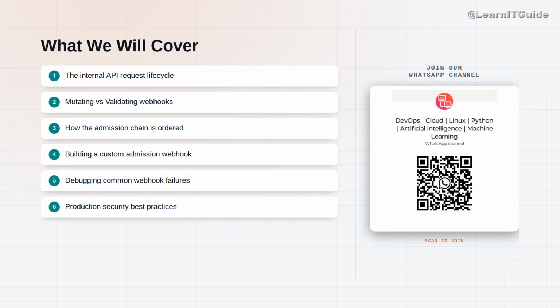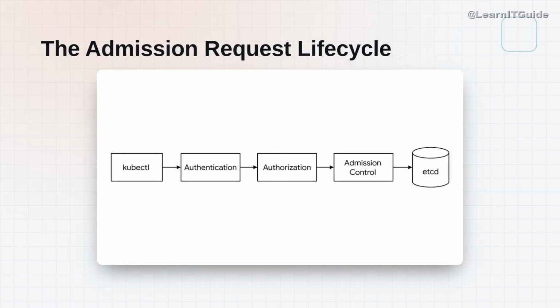Let us get started. So what happens when you run a command like kubectl apply? Many people think it goes straight from your terminal to the database. But there is a complex path. First, you are authenticated. Then, you are authorized. But even if you are allowed to make the request, the cluster still checks if the request itself is valid and safe. That final check is the admission control phase. If this phase fails, the request is rejected before it even touches the etcd database.